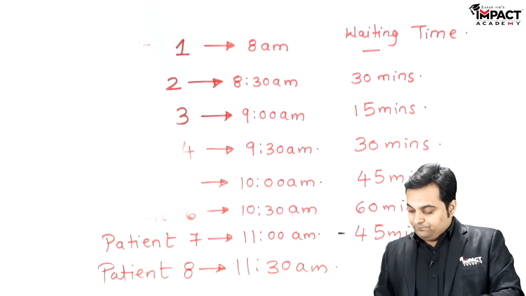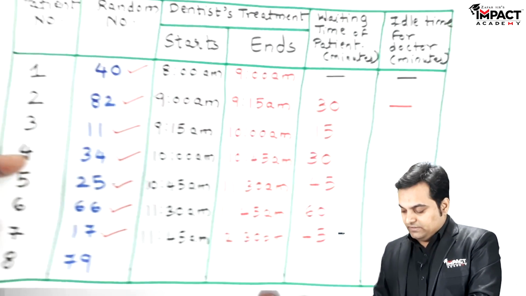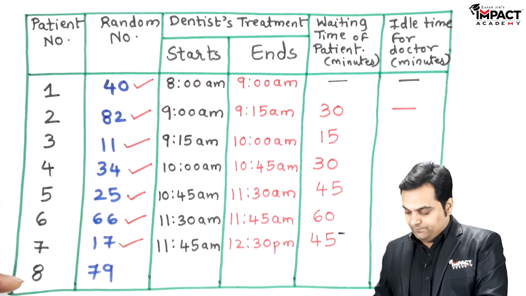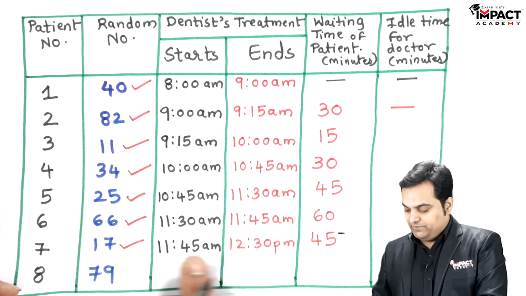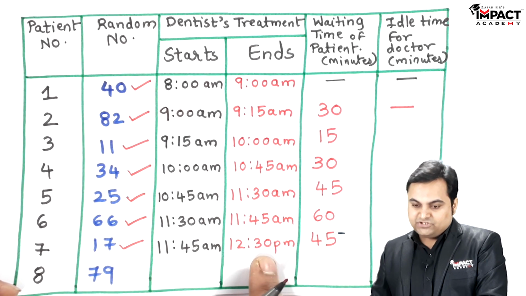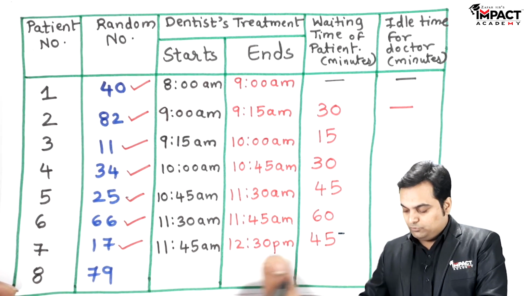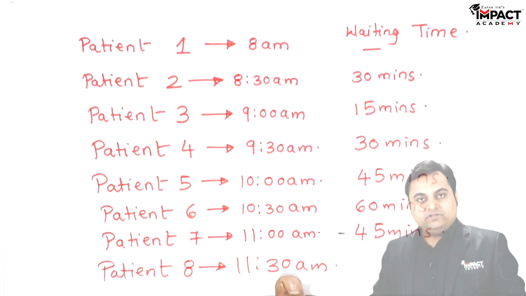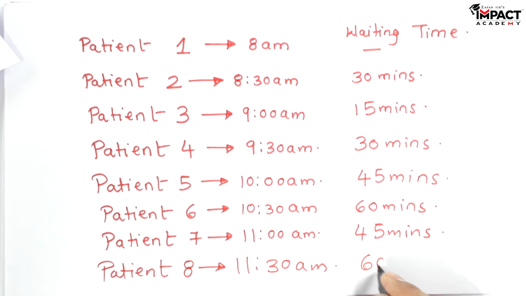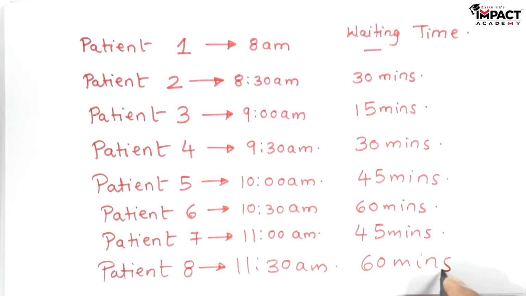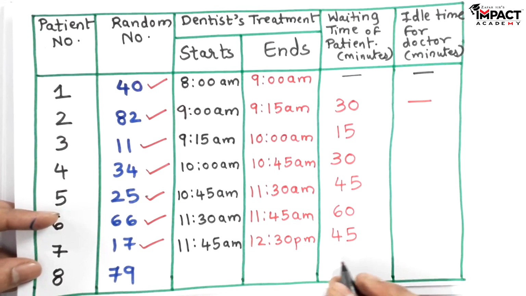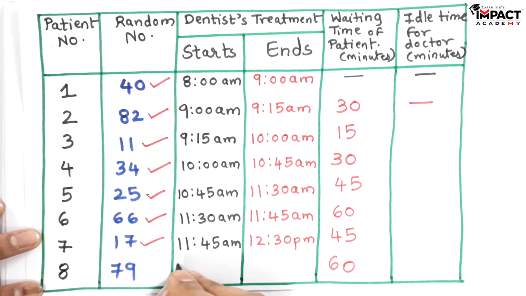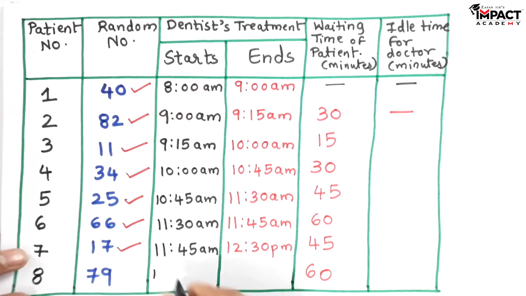And by the time patient 8 is entering the clinic at 11:30 am, already patient 7 is being operated, and the operation performed is filling, which is going on up to 12:30 pm. So the waiting time is exactly from 11:30 to 12:30, that is 60 minutes for patient 8. So the waiting time is 60.